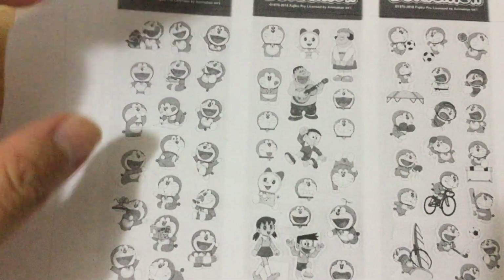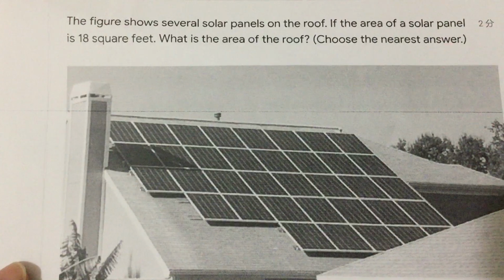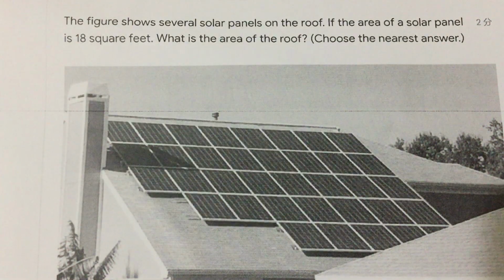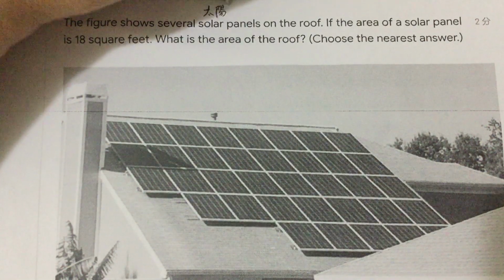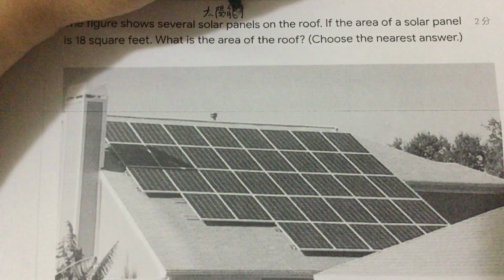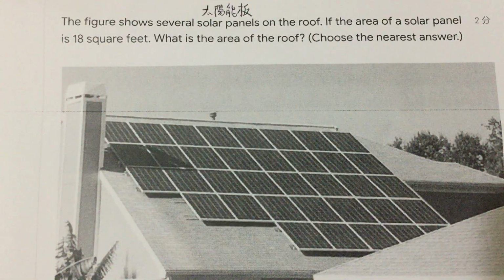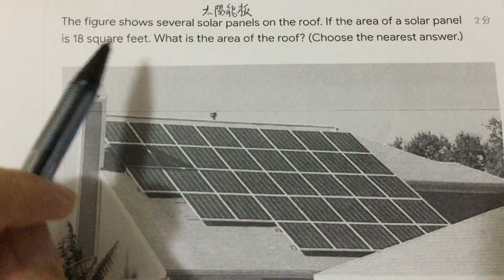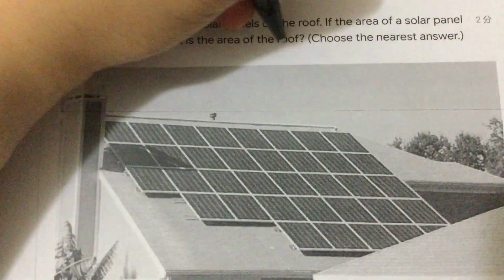Okay, now last but not least, we'll go to the last question. This one is called, the figure shows several solar panels. In Chinese, it's called 太陽能板. On the roof, if the area of the solar panel is 18 square feet, 18平方尺. Okay, now what is the area of the roof? Roof in Chinese is called 屋頂.